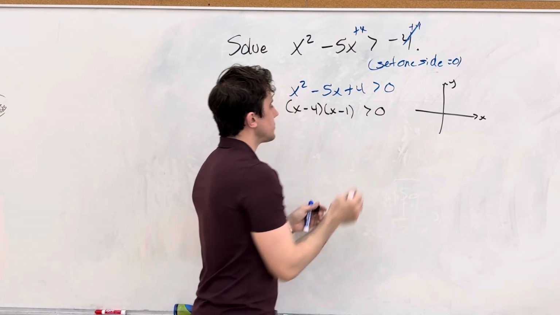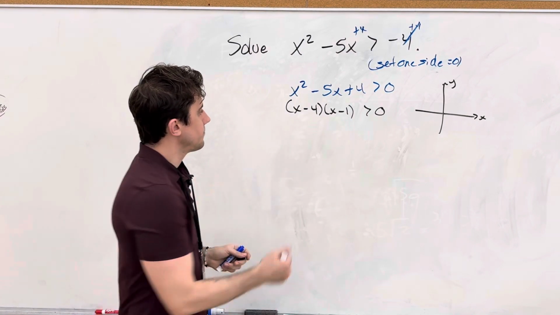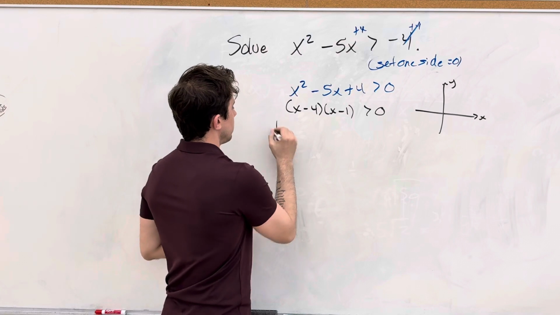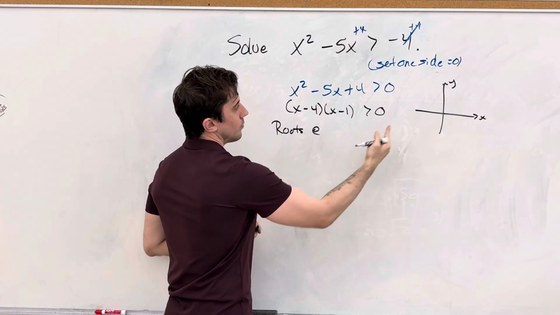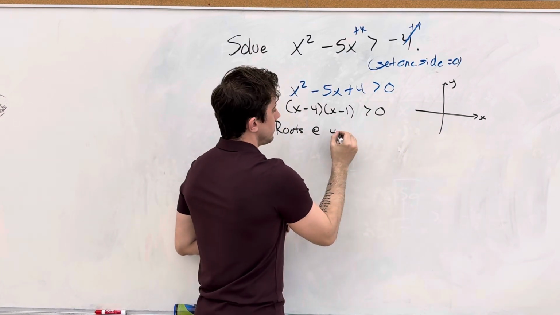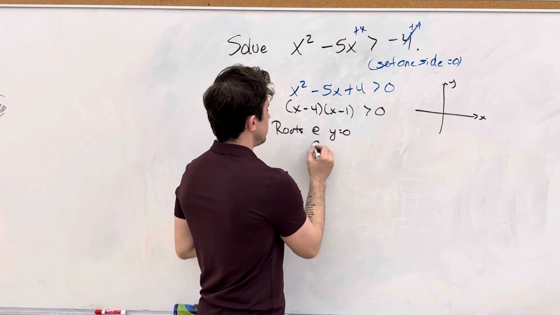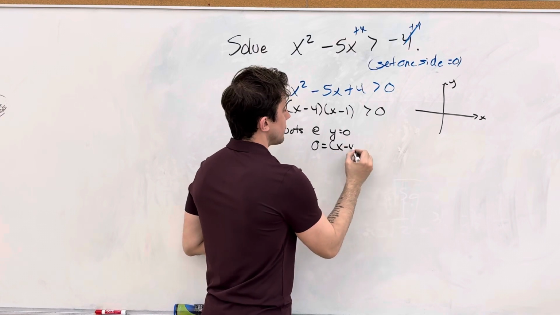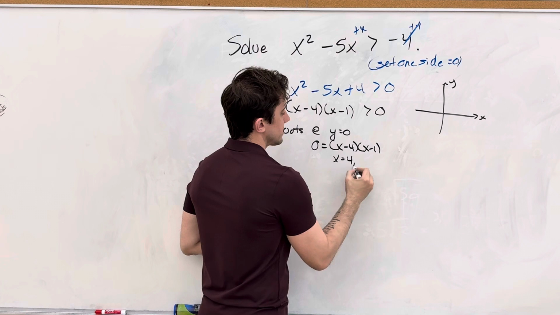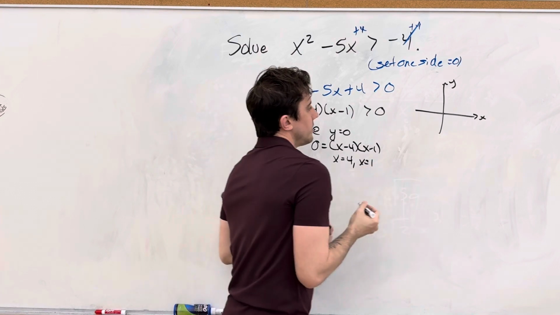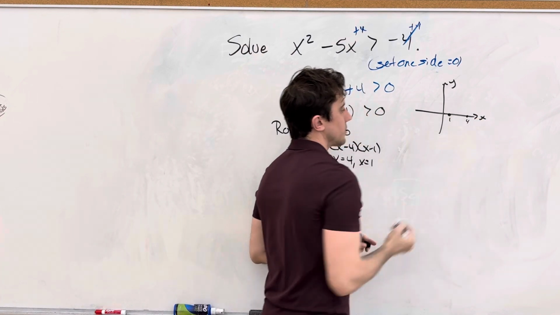And so now this is really what we have. And this tells us that we have roots. Roots are where the y coordinate is 0. And so if we consider this left-hand side to be a function, we could solve the equation 0 is equal to x minus 4 times x minus 1. And this would give us solutions x is equal to 4 and x is equal to 1. And so that means that we have roots at 1 and also at 4.